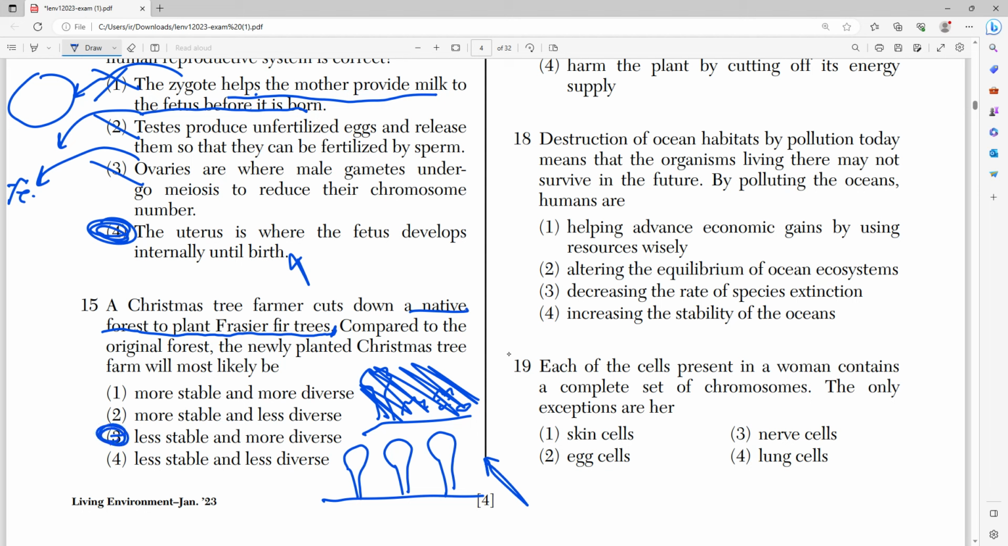And because it's less diverse, it's going to be a lot less stable. Oh, sorry, that's the opposite of what I want. It should be less stable and also less diverse. Because let's say that a virus comes that negatively impacts these trees. Since the entire environment is just these trees, that one virus is going to kill off everything in this environment, right? There's no balance. It's all the same thing and it's less diverse.